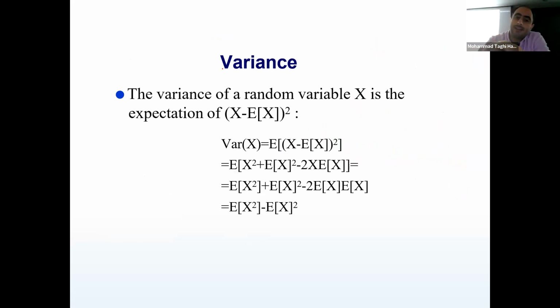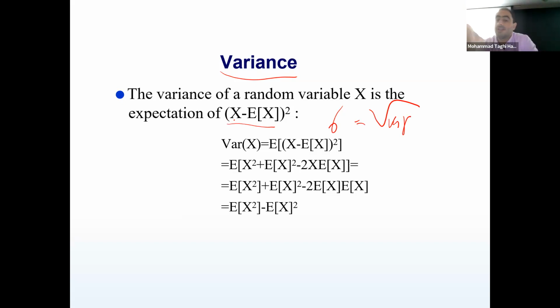Another very important thing is variance. The variance of a random variable X is the expectation of (X minus E of X) to the power of 2. And the standard deviation, sigma, is the square root of the variance. Here we have the expectation of that. Of course, it's a bit different, but in some sense it says how much we are concentrated around the mean.